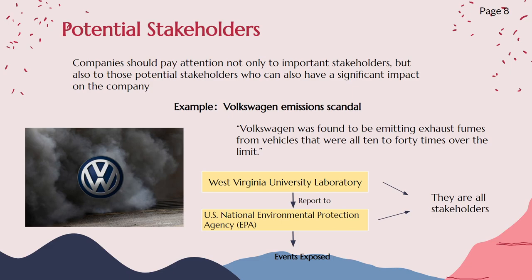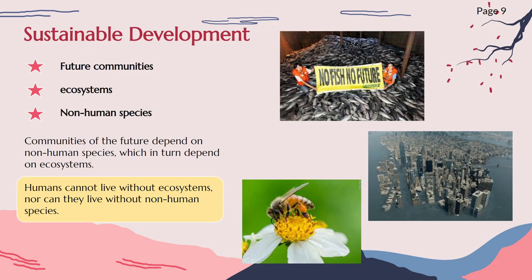So as we can see from this example, companies need to identify not only easily identifiable stakeholders, but also potential stakeholders such as NGOs, hackers, civil rights groups, environmental movements, and unions. Future communities, ecosystems, and non-human species are also stakeholders for business. Businesses and the ecosystem influence each other. For example, fishing grounds are overfished and fish habitats and ecological balance are destroyed, so fisheries have to abandon fishing. Also, non-human species are affected by commercial activities, and in turn, non-human species can affect businesses.